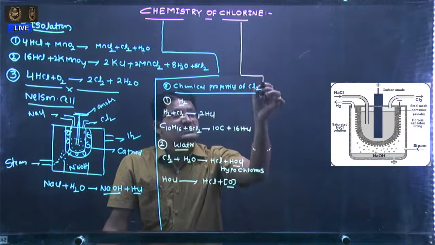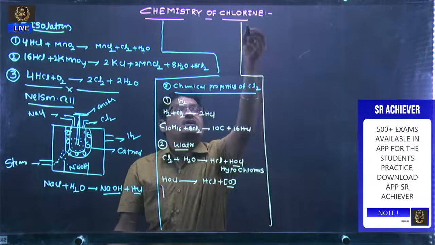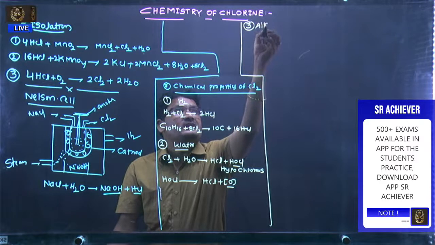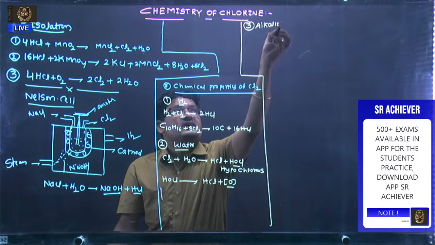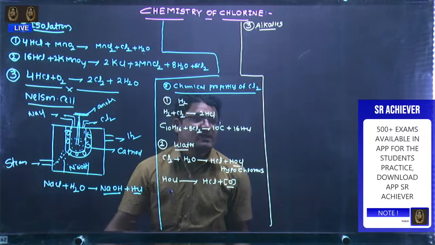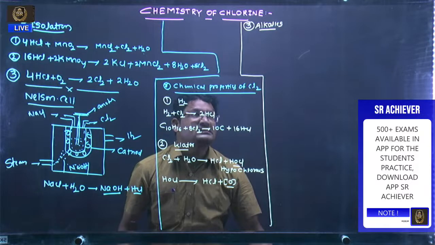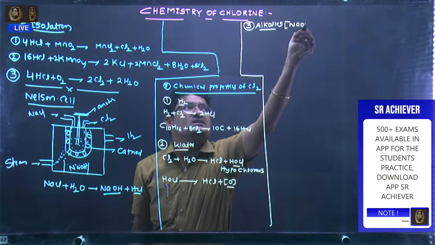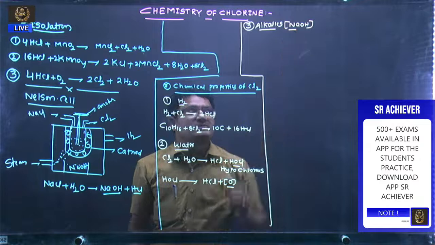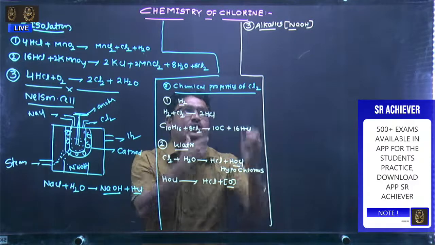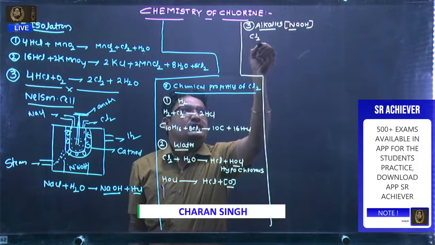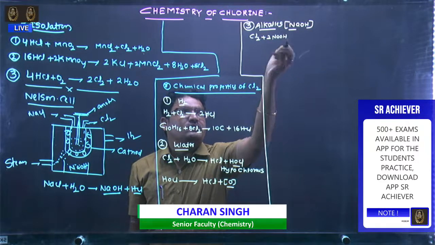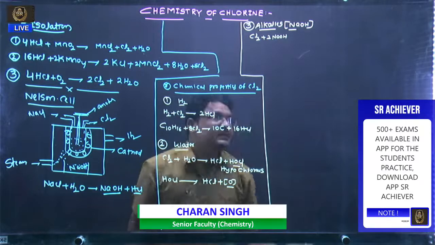Next, after this, the reaction with bases, that means alkalis. The best example of alkalis is NaOH. So what is the reaction with NaOH? First, chlorine reacts with 2 moles of NaOH to give NaCl and NaOCl.